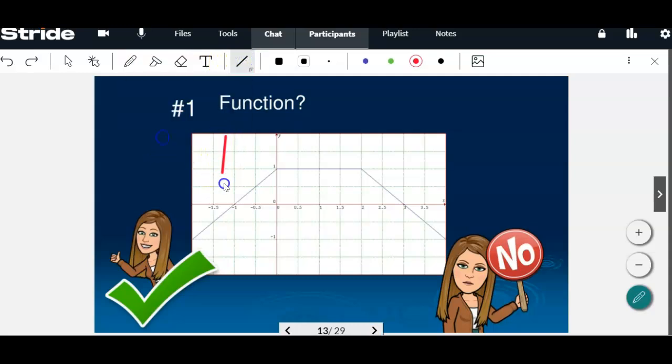So vertical line test. Oh, I'm going to do that in green. That's okay. Okay, let's see. We're going to move it across. Only touches one place all the way across. Green check.